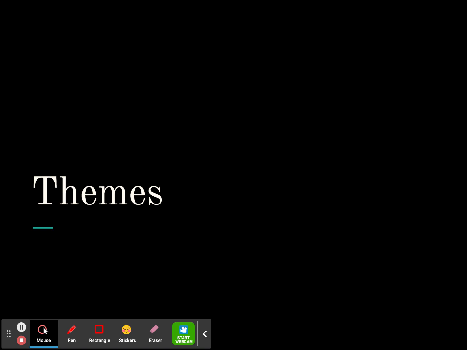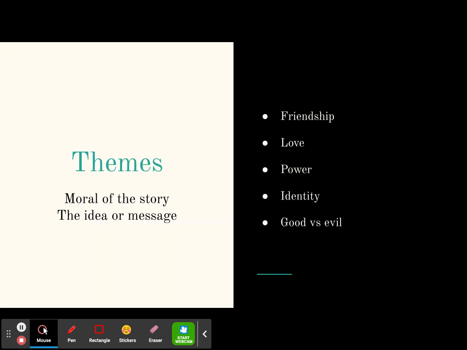The first topic that we're going to go over is themes. So, what are themes in literature? Themes are the idea or message that an author is trying to express towards the audience and is trying to move along. So, this is also known as the moral of the story. Some of the common themes in literature would be friendship, love, power, identity, and good versus evil. So, let's look at some examples.